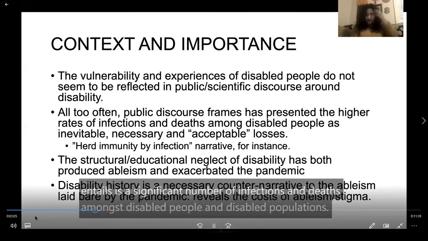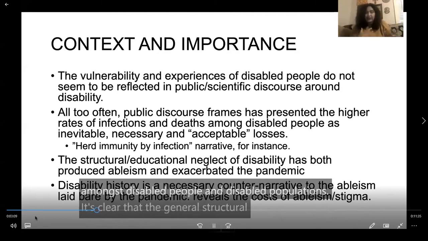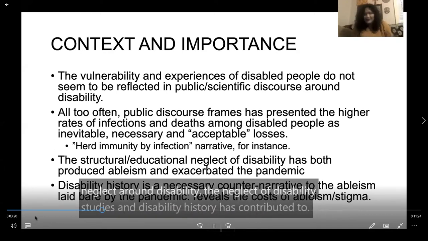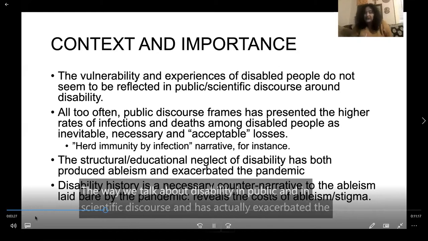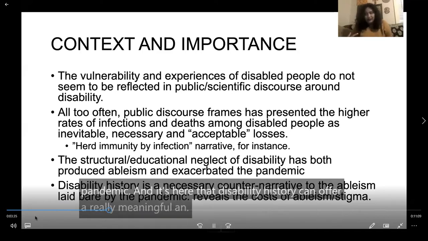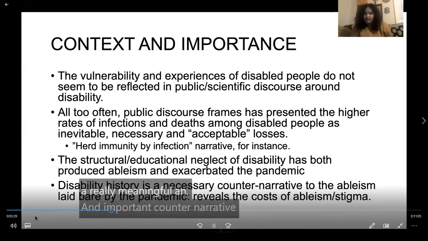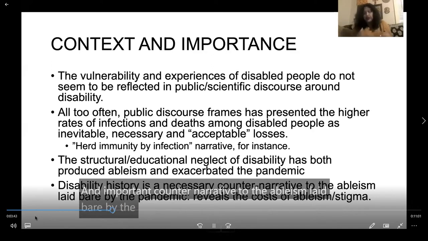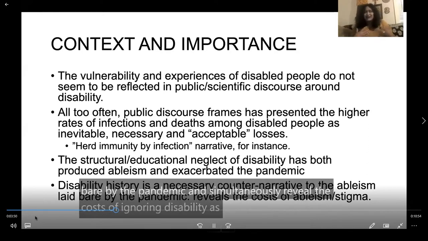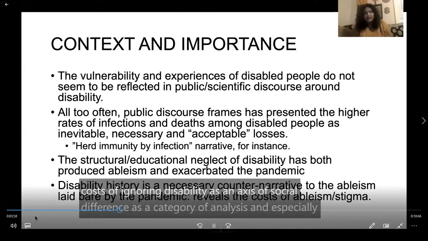It's clear that the general structural and educational neglect around disability, the neglect of disability studies and disability history, has contributed to the way we talk about disability in public and in scientific discourse, and has actually exacerbated the pandemic. And it's here that disability history can offer a really meaningful and important counter narrative to the ableism laid bare by the pandemic, and simultaneously reveal the costs of ignoring disability as an axis of social difference, as a category of analysis, and especially the cost of ignoring disability in medical and public health education.